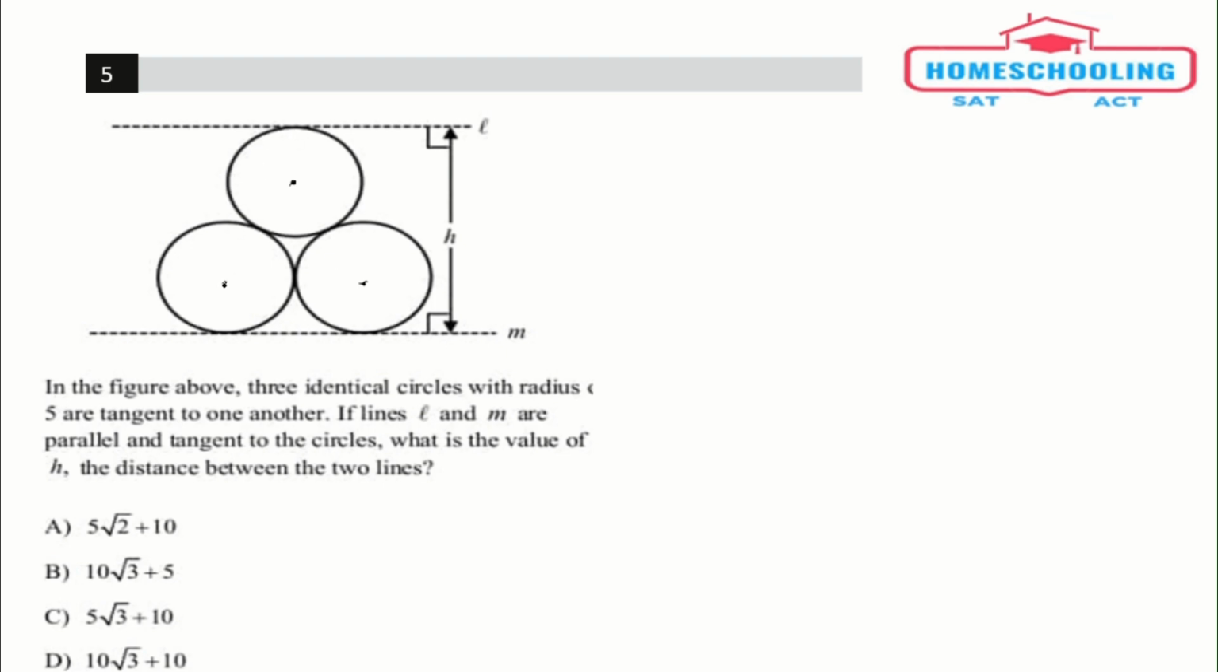So if these three circles are tangent, from here to here and from here to here, we can join the centers like this to form a triangle. So if this is 5, this is also 5, and from here to here, this is also 5, from center to here, this is also 5. So the length would be 5 plus 5, that would be 10.